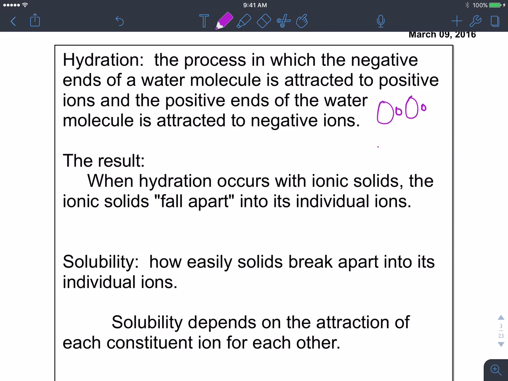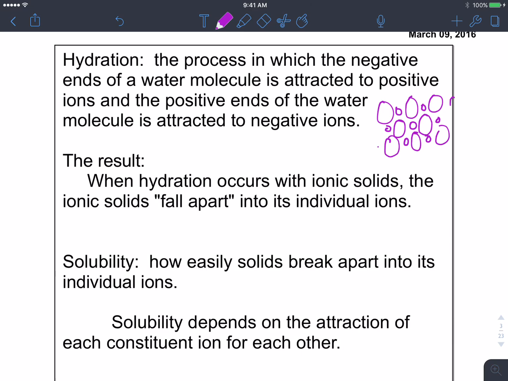Now, hydration is really just dissolving, but I'm going to draw you a picture to show you how this works. So this is what a sodium chloride block of salt would look like if we could look at it on the atomic level. Sodium is a very small atom. Those are the little guys in between. Chlorine is a very large atom. Those are the guys on the outside.